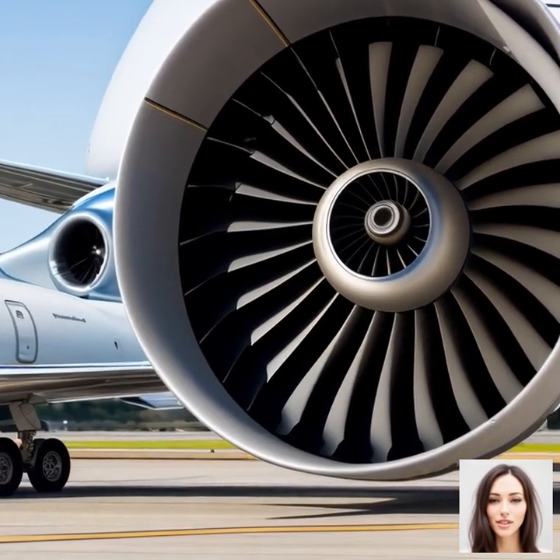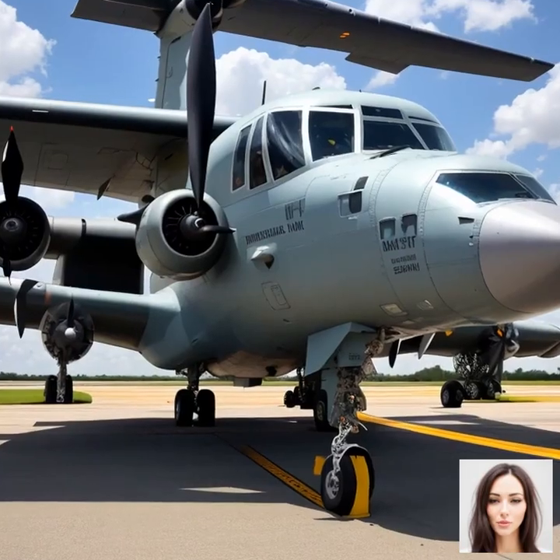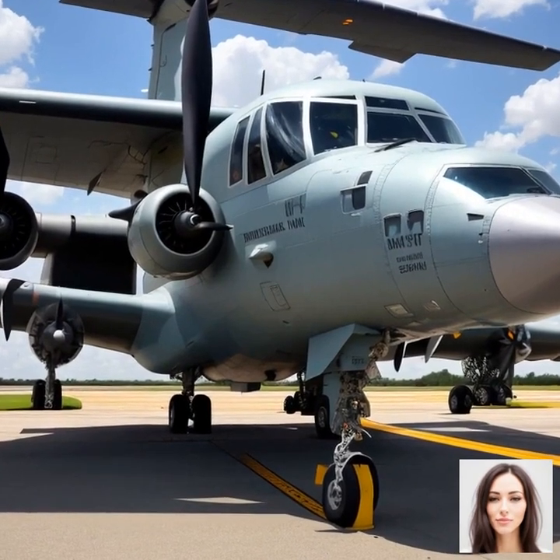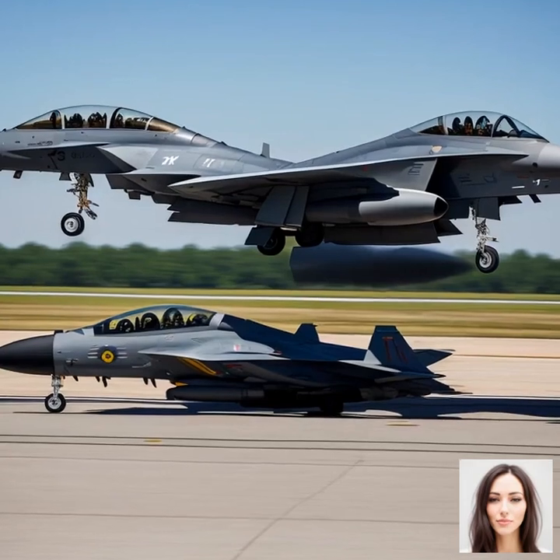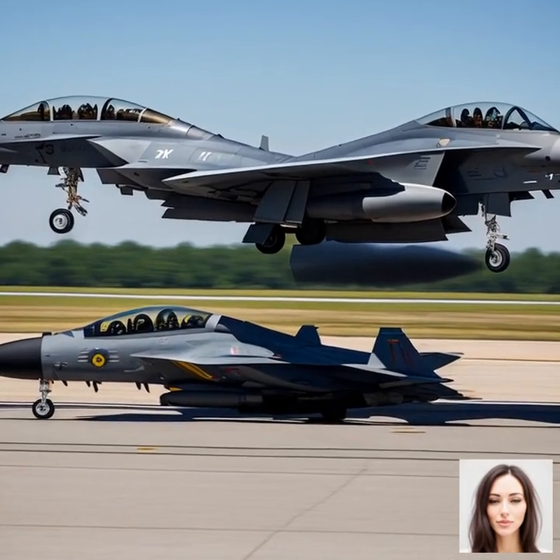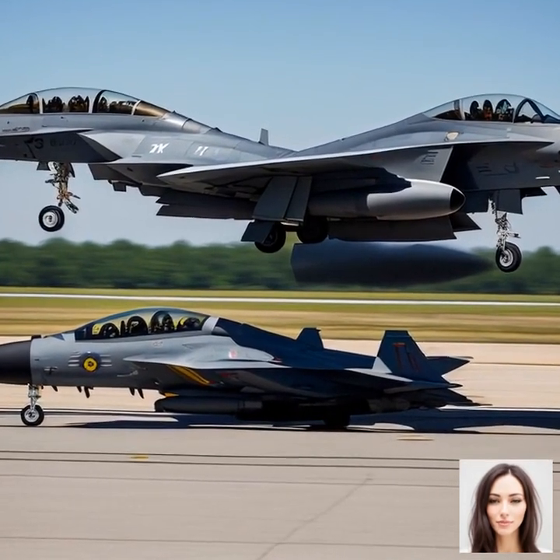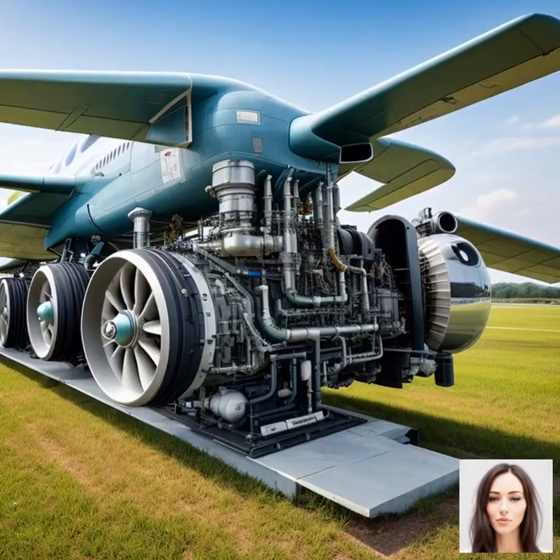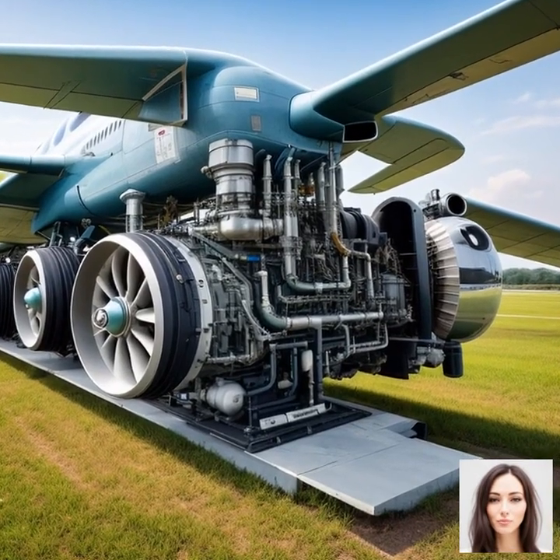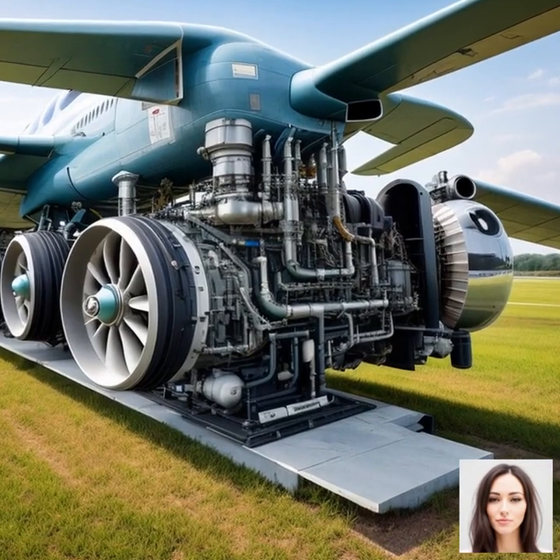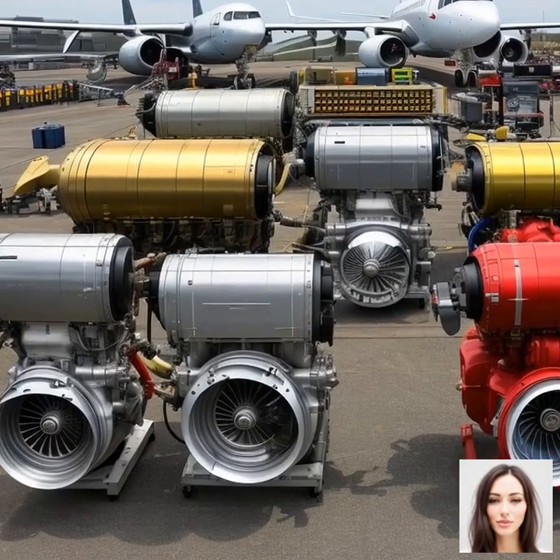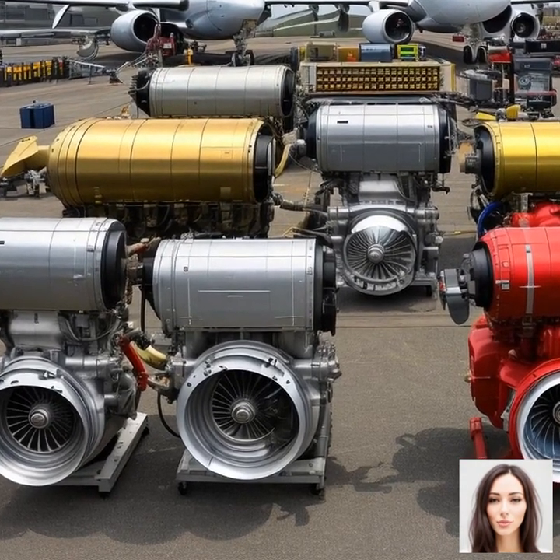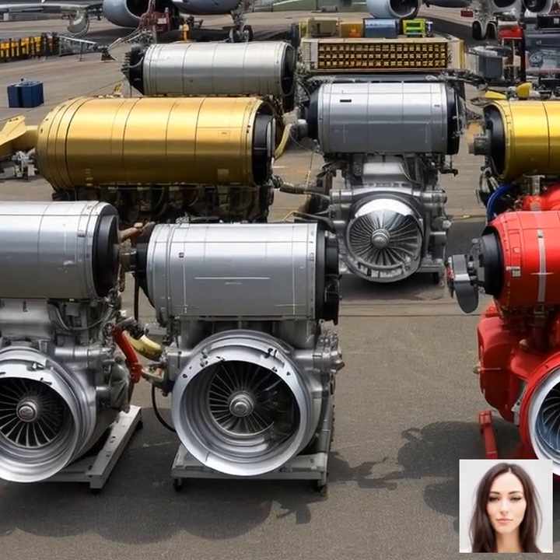In summary, piston, jet, and turboprop engines are the primary types of aircraft engines, each with its unique characteristics and applications. They all generate thrust to propel airplanes through the air, overcoming drag and allowing the aircraft to maintain stable flight. Understanding the different types of engines and how they work is essential in the fascinating world of aviation.